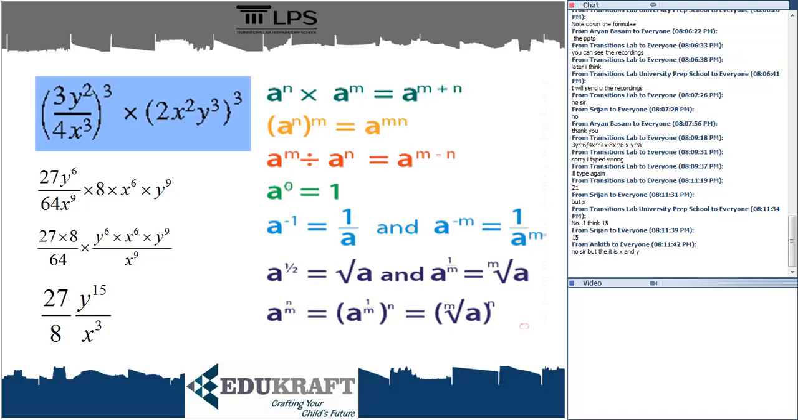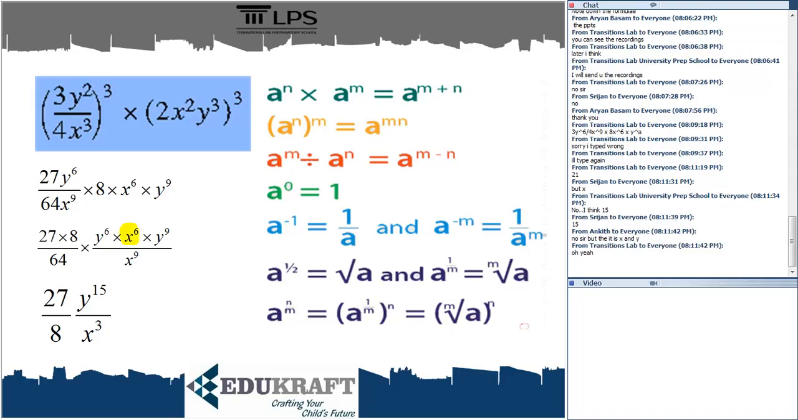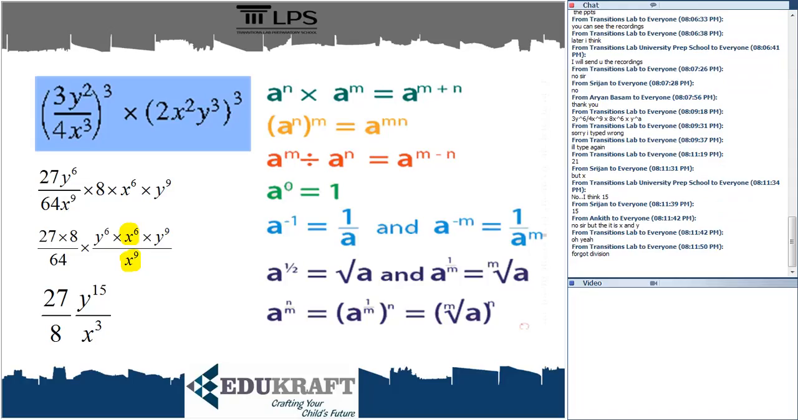And this variable is x raised to 6, and this is x raised to 9. So it is going to be x raised to 6 minus 9, which is x raised to minus 3. And because it's x raised to minus 3, I can use this rule and I can get the x cube down. So your final answer is going to be this one, 27 upon 8 y raised to 15 upon x cube.